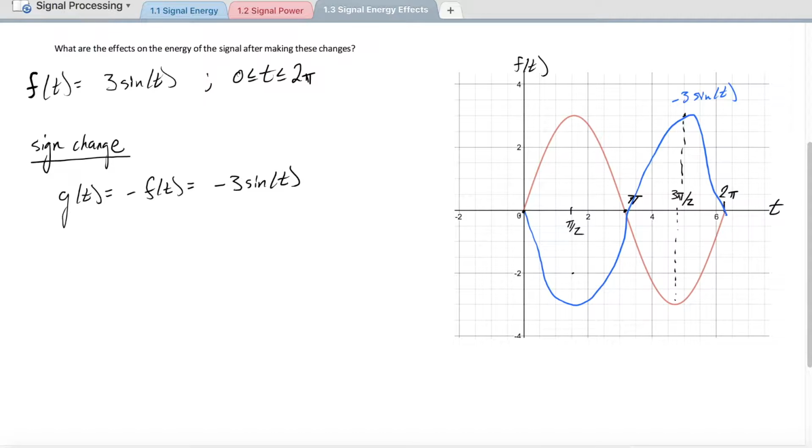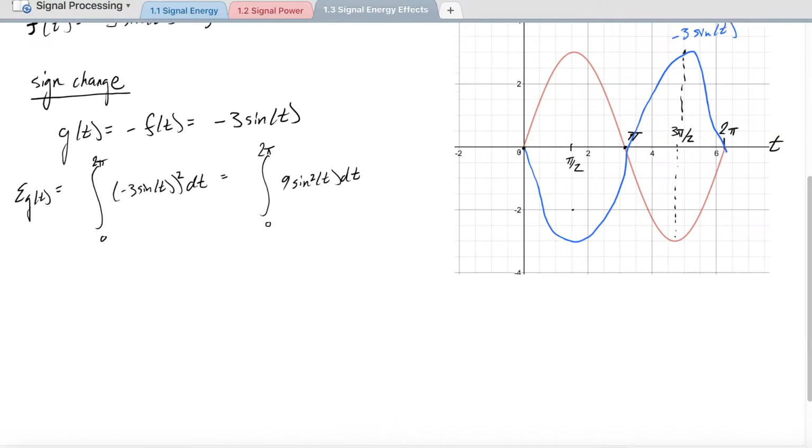So I sketched g of t on the same graph that f of t is on. And so if we want to calculate the energy of g of t, we're going to take the integral over which g exists, from 0 to 2 pi, of g of t squared. So negative 3 sine of t, squared, with respect to t. And that equals the integral from 0 to 2 pi. Negative 3 squared is 9. We can pull that out of the integral later. Times sine squared of t dt.